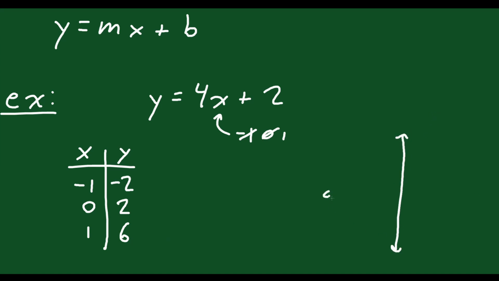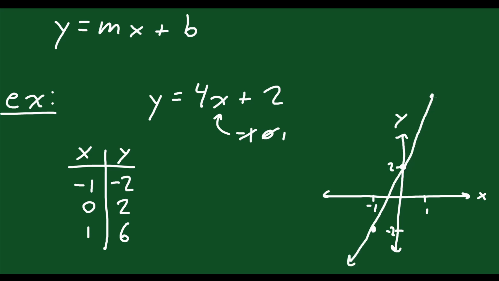You set up your xy axes like this, and you'd say, okay, at -1, I'm down here at -2. At 0, I'm up here at 2. And at 1, I'm way up here at 6. I'm way off the graph, right? I'm way up there. And then you can just connect those dots using a straight line, of course. And there you go, that's your graph.